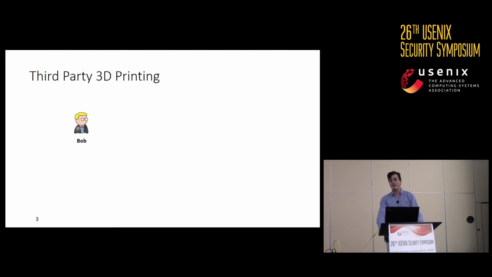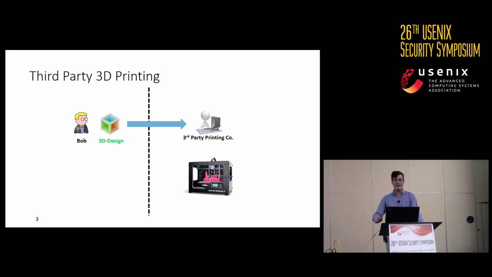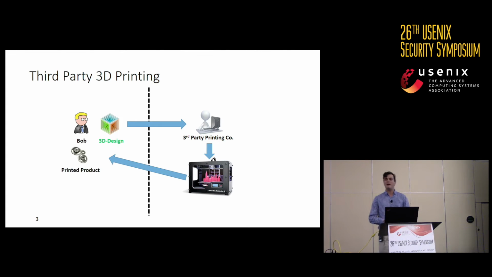So first of all, you've got Bob here. Bob is a designer, and he creates some 3D design. And he's going to send that design over some network to a third-party printing company, or if it's a large enough business, maybe a different department or something like that. And the design is going to be sent to a PC controller, which then connects to a 3D printer, which prints Bob's 3D object.